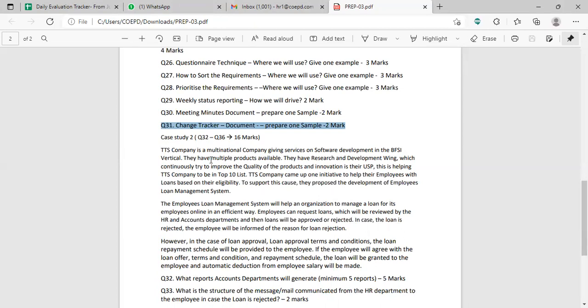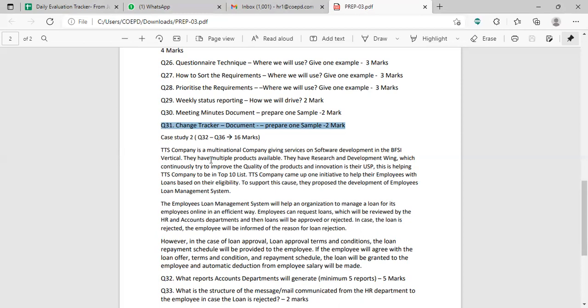TTS company came up with one initiative to help their employees with loans based on their eligibility. To support this, they propose the development of an employees loan management system. So this organization TTS is trying to develop a loan management system for its employees, because this company believes in research and innovation, and they would definitely want to help their employees with multiple loans so that they can use them for their multiple reasons. Okay, so now let's get this. The first para is only information just to understand what the organization is all about.